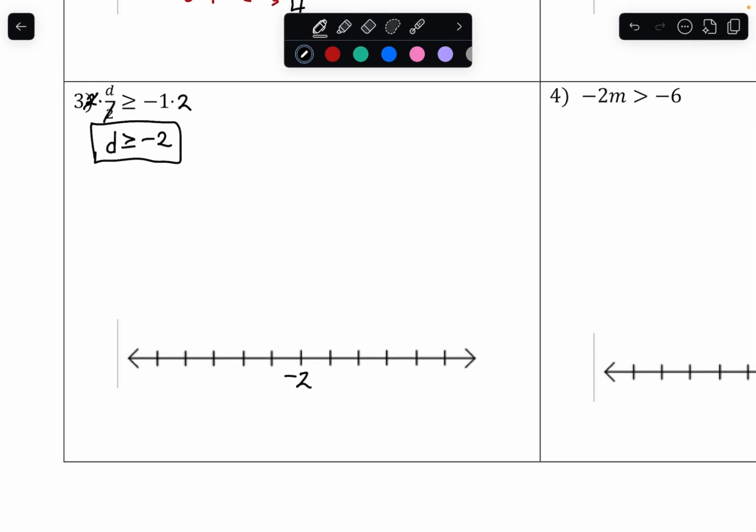Negative 2 goes on the number line. We have a closed circle because of the line. And then we're shading to the right because that is not an L shape. So make your closed circle on negative 2 and shade to the right.